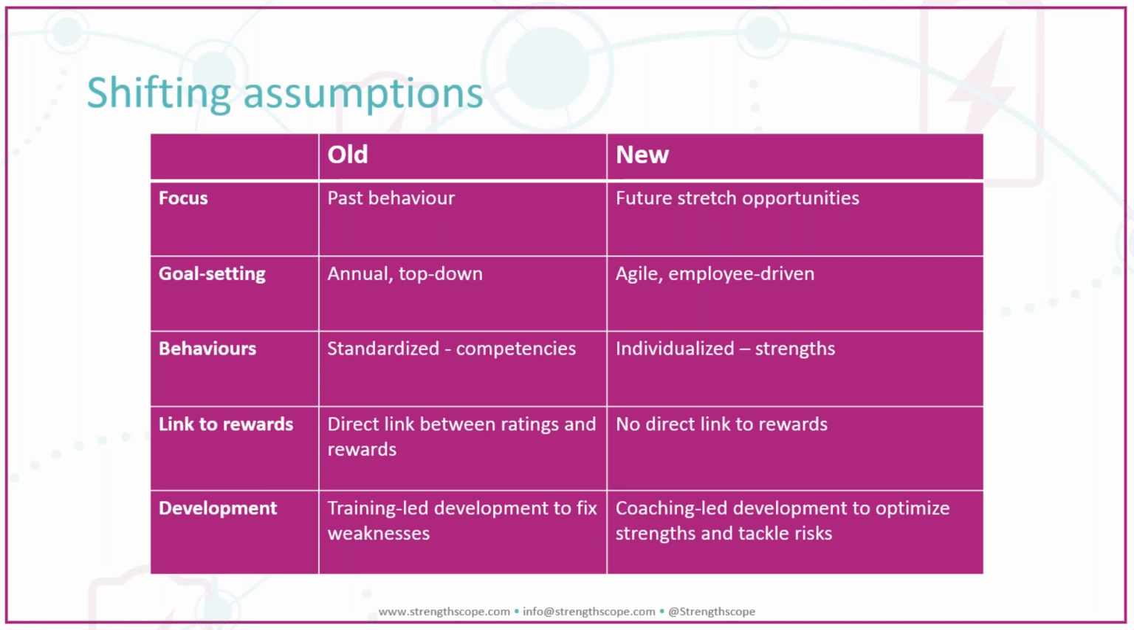In terms of the link to rewards, the old style appraisals had this direct link between ratings and rewards. And what we're seeing now is a very courageous shift, which is great in my view, breaking that link to the old bell curve, where people who were rated in the top of the bell curve got the most, and people who were rated at the bottom got the least. There's that forced distribution approach.